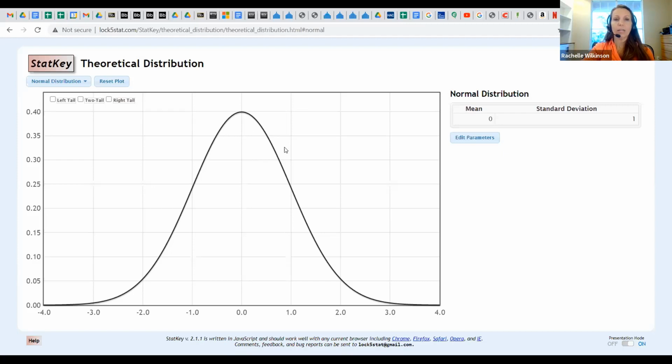This time I'm going to leave the mean as 0 and the standard deviation as 1. Notice that the standard normal distribution is the default that comes up right when you come into the normal distribution on StatKey. And instead of looking for the area above 140, I'm going to be looking for the area above 2.667. Same idea: because I'm looking for the greater than or above area, I'm going to click on right tail.